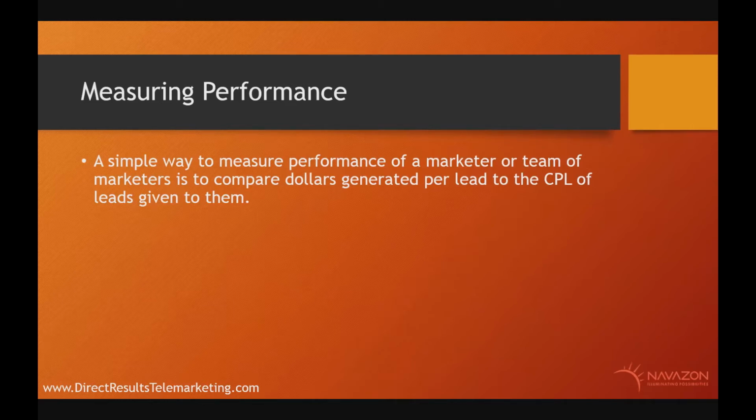In DRT, or direct results telemarketing, we use some simple metrics to measure performance of marketers to make sure they are maximizing your leads. One simple way to measure performance of a marketer, team, or a call center is to compare how much revenue they generate, or dollars generated per lead, and compare that to the cost per lead for the number of leads given to them. We're going to cover that in this video.